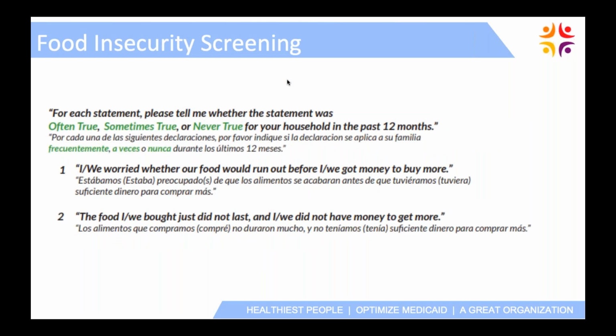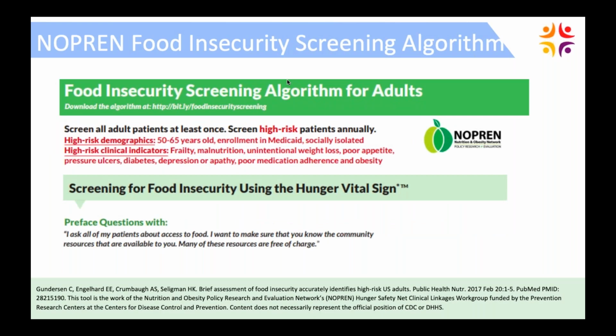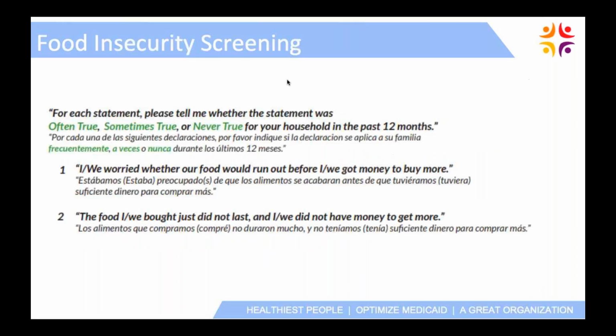So these are the questions. Sorry, I'm going to go back to the previous slide for a moment. You'll note that they state in this protocol to preface all your questions with the statement, I ask all my patients about access to food, and I want to make sure that you know the community resources available to you. Many of these resources are available free of charge. For each statement, please tell me whether the statement was often true, sometimes true, or never true for your household in the past 12 months.